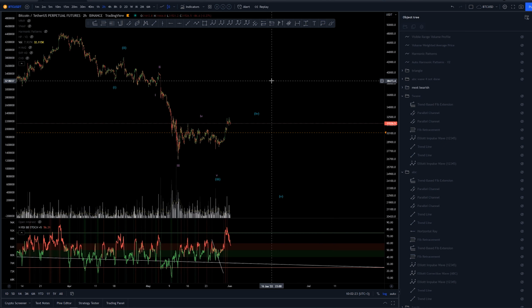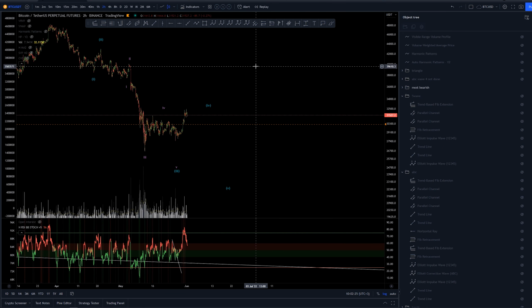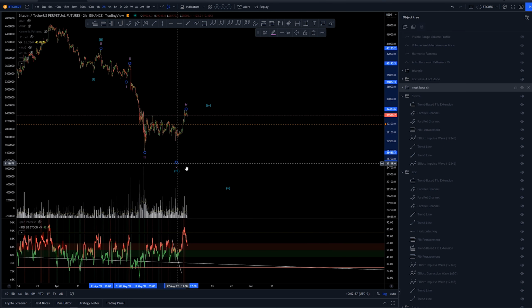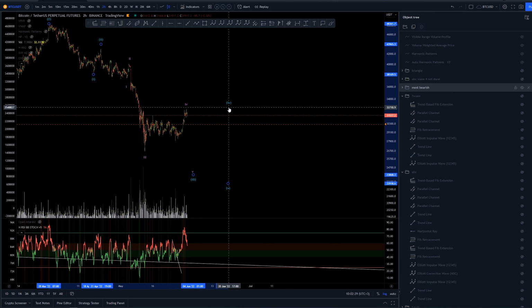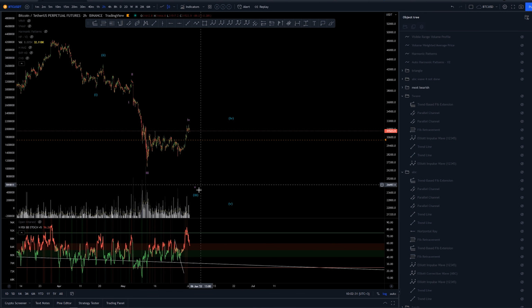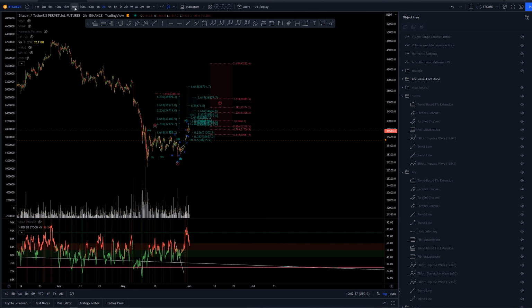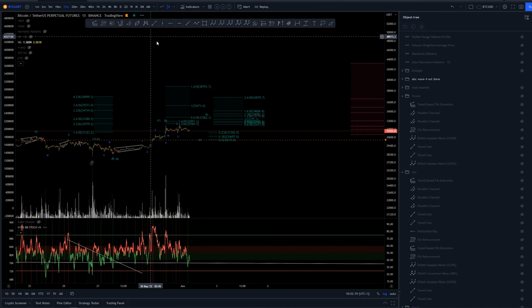I had also this count which would allow us to go even lower, but we'll see what happens. I am just expecting one more leg downwards, but we'll see. Now let's zoom into this mess we have here.